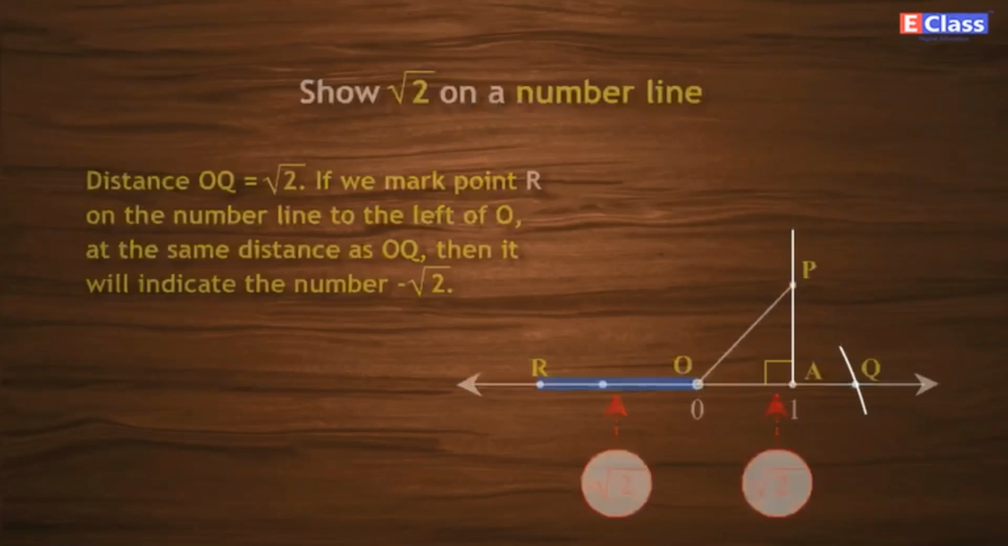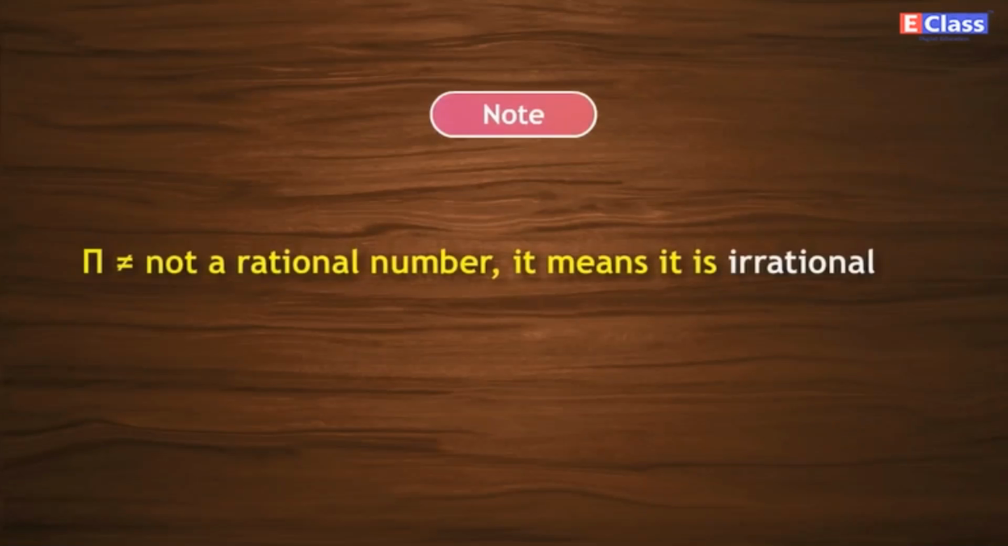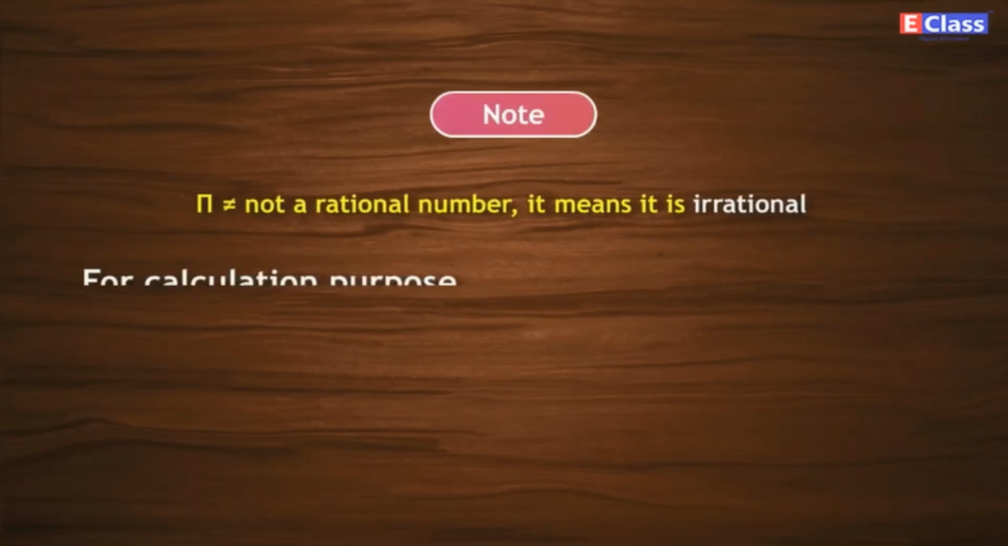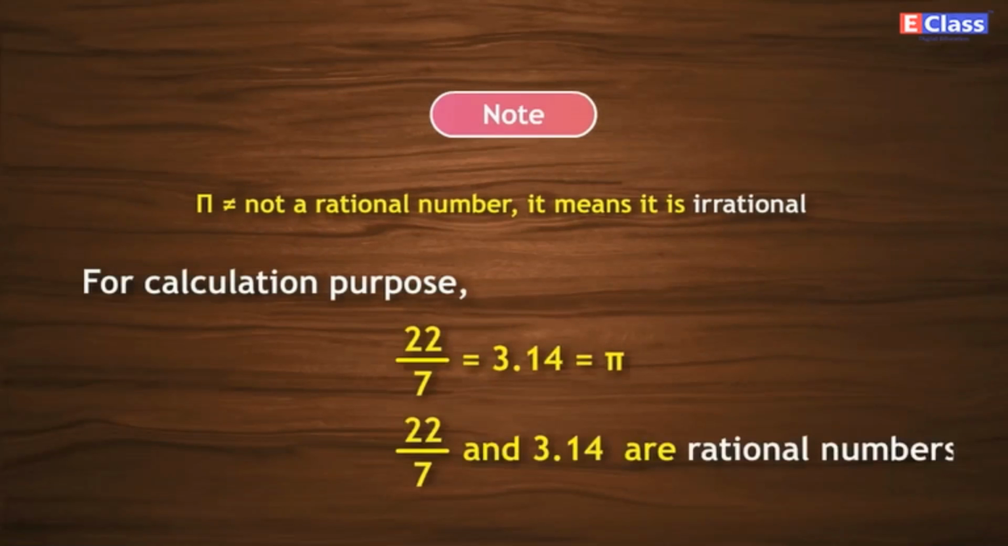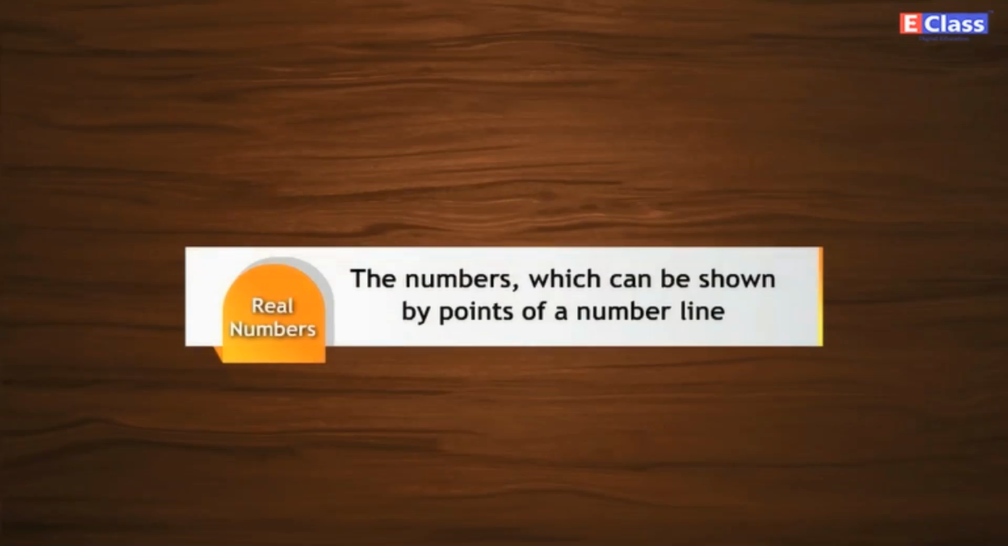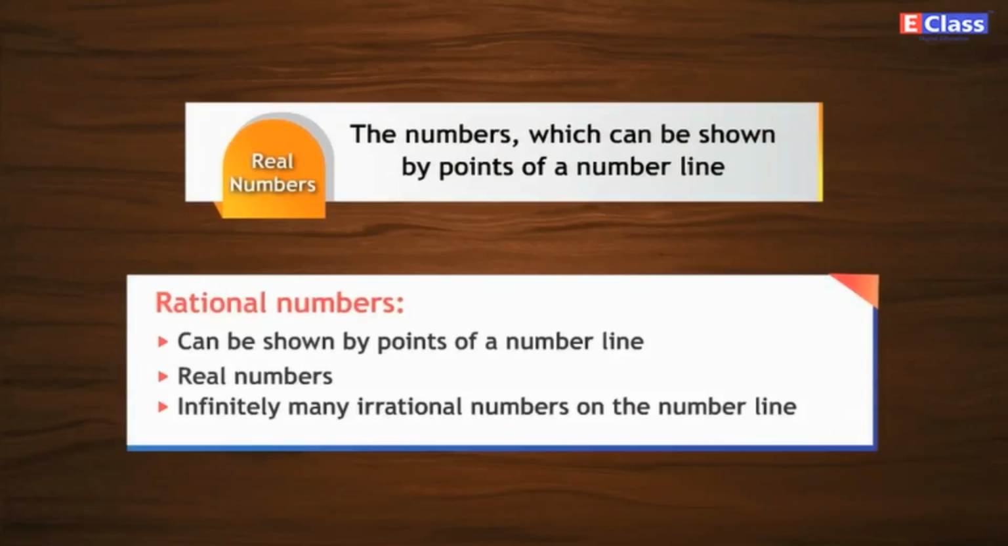Note that in the previous standard, we have learned that pi is not a rational number. It means it is irrational. For calculating purpose, we take its value as 22 by 7 or 3.14, which are very close to pi, but 22 by 7 and 3.14 are rational numbers. The numbers which can be shown by points on a number line are called real numbers. We have seen that all rational numbers can be shown by points on a number line. Therefore, all rational numbers are real numbers.